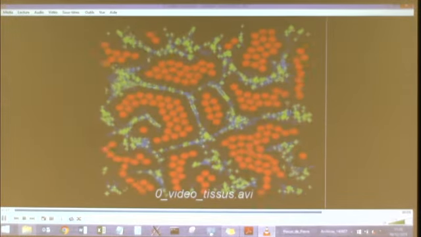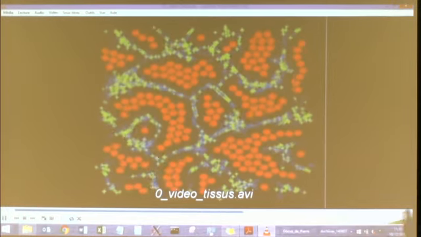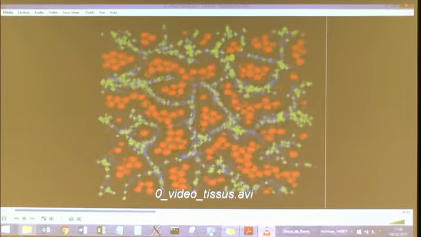We have done work trying to quantify the analogy between the simulations and the experiments. I'm not going to speak of that today; I spoke about that last time.